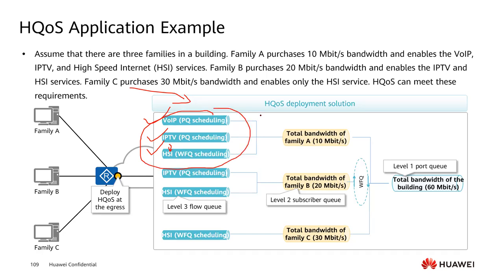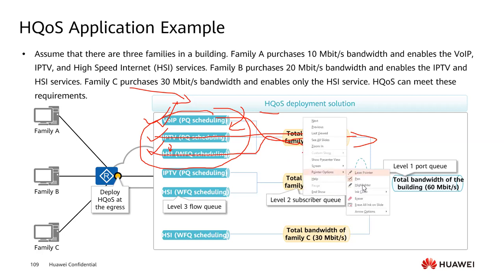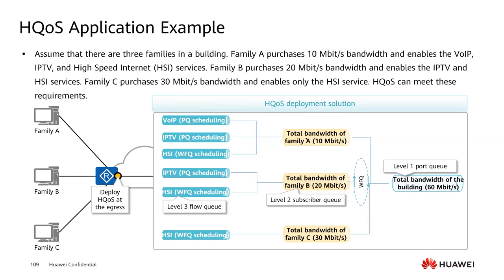So for different services, the ISP can use HQoS to define different priorities. VoIP, since this is voice, should go out first. IPTV, maybe the priority will be second. And the internet, the priority will be much lower. And we maybe have different families A, B, C, and family A might be the golden user. This is the silver user. And this might go out first.